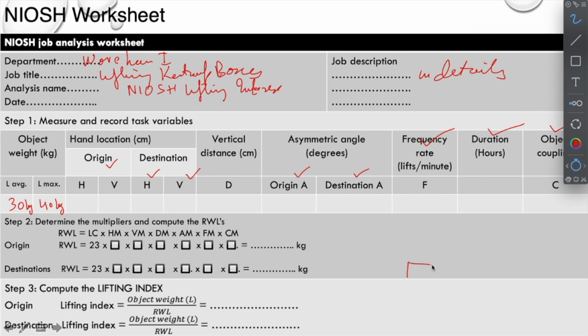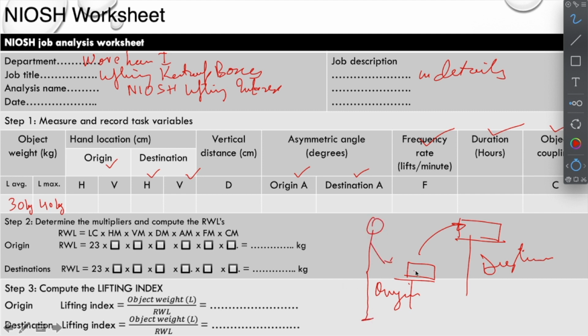So one point will be the origin and the other point will be the destination. The load has to be transferred from this point to this point, and the person is standing over here. So distances we have to calculate. Horizontal distance, suppose it is 30 centimeters. Vertical distance, suppose 70 centimeters.